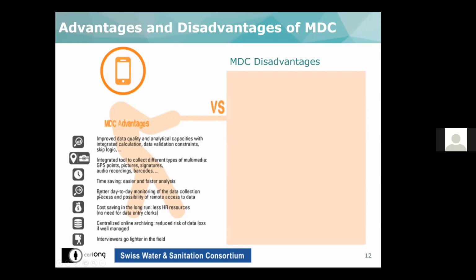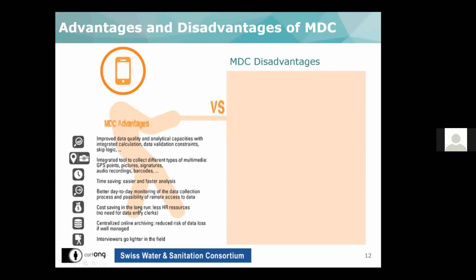Also, another advantage is that you can do a better day-to-day monitoring of the data collection process, and you have the possibility of remote access to data. You can do things remotely, which is not the case with more traditional data collection such as paper-based. It's also cost-saving in the long run. You have less human resources needed, and you don't need the data entry clerks, the ones that will be entering the data from the paper to the database, for instance.